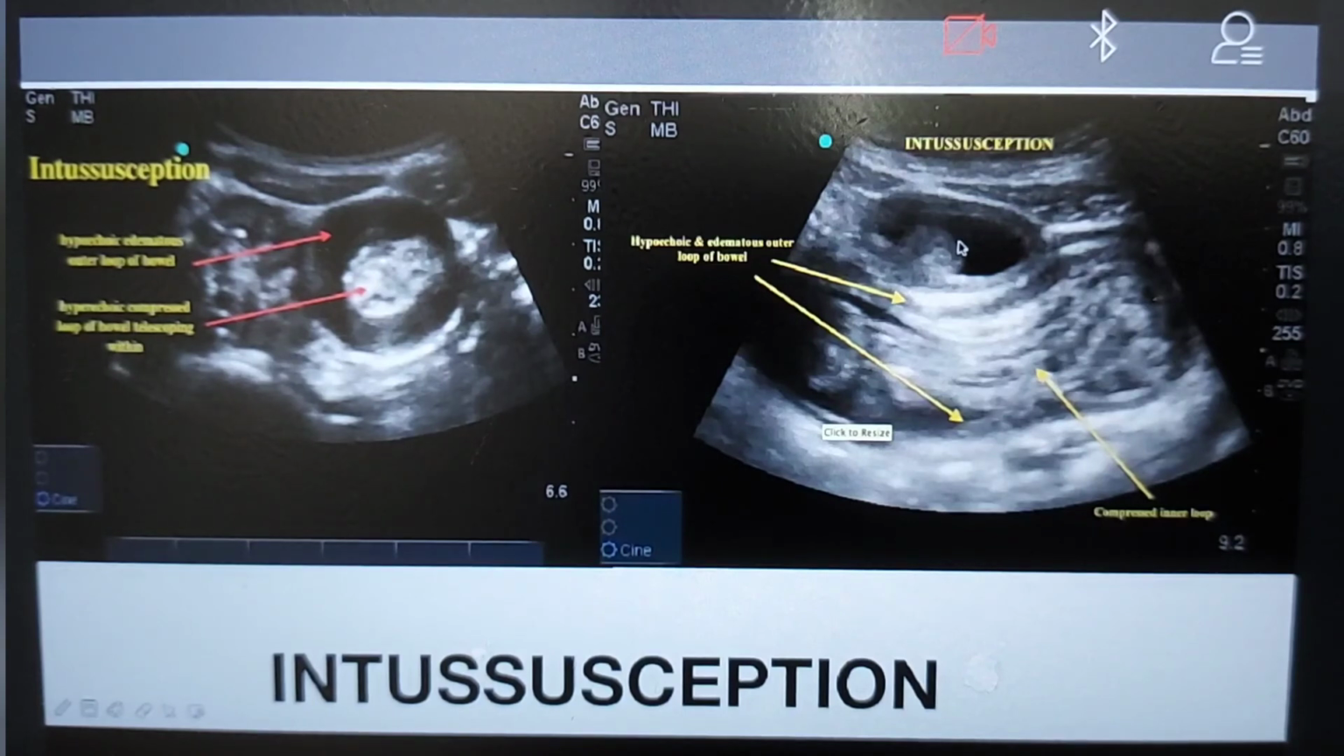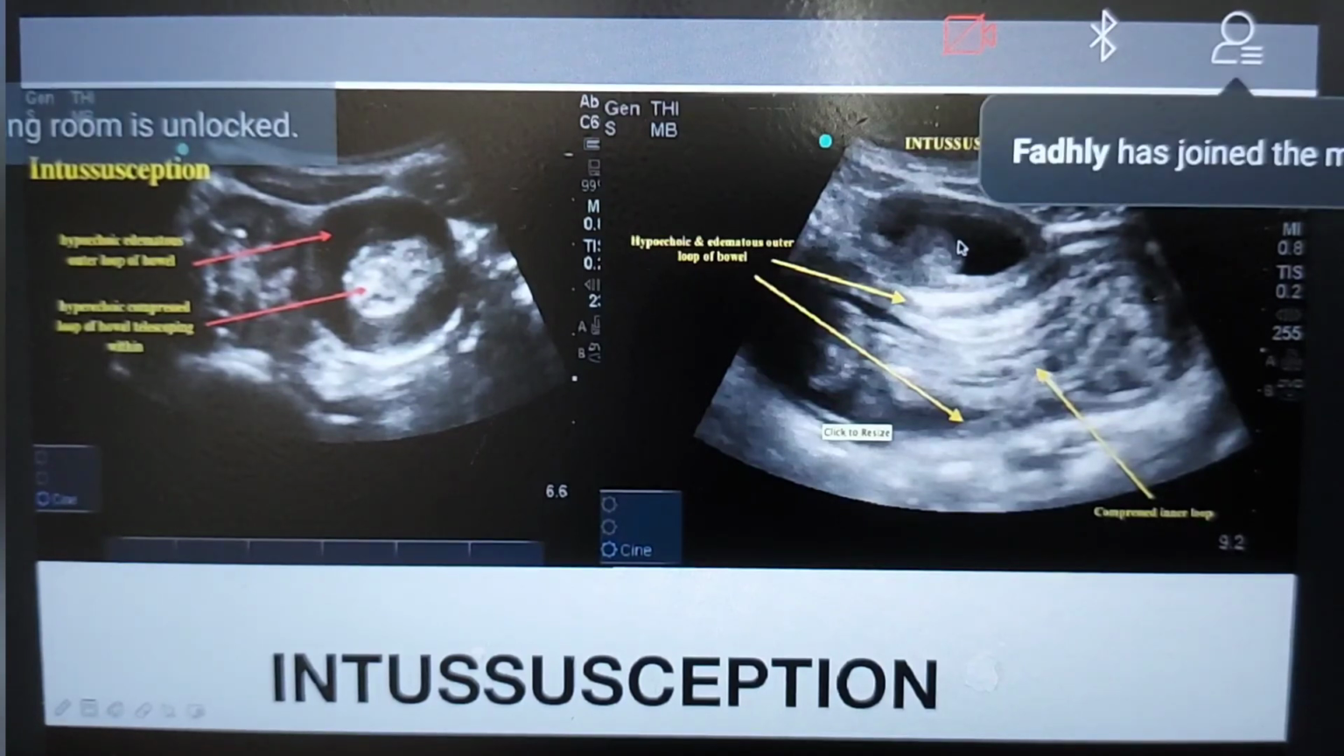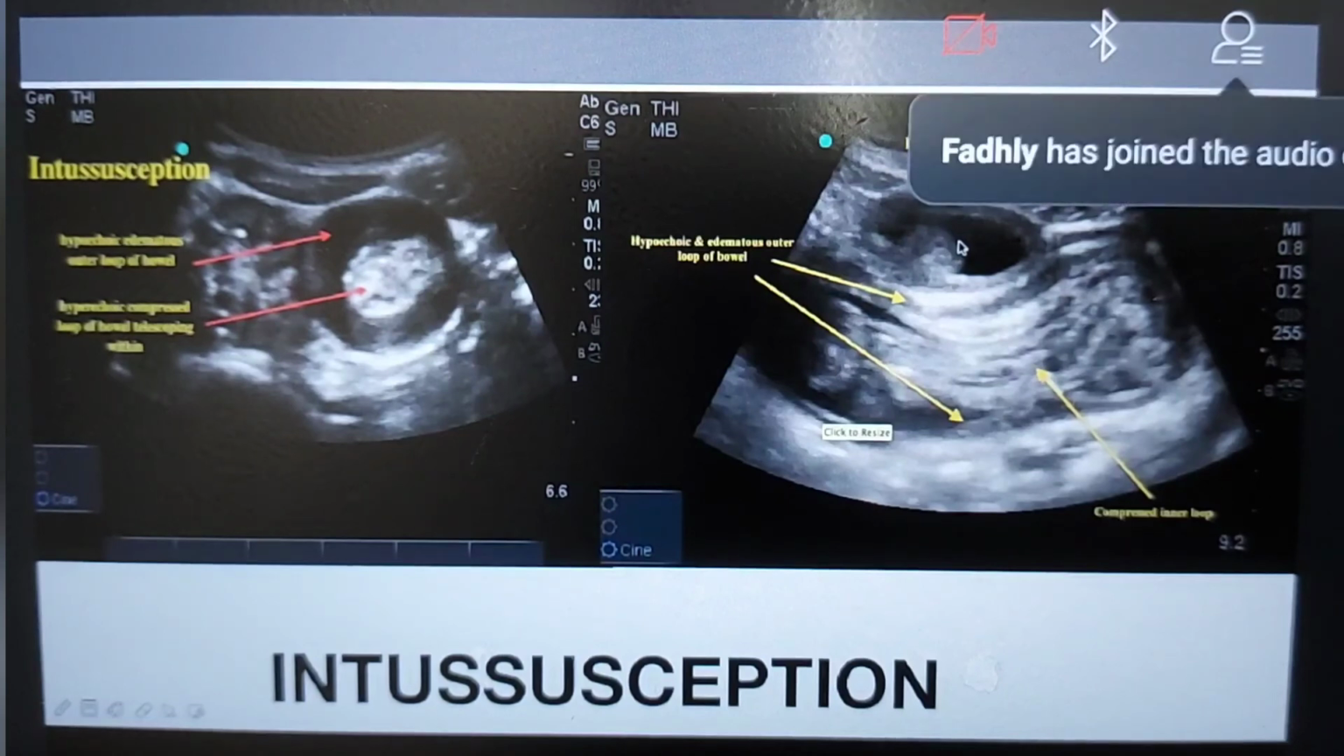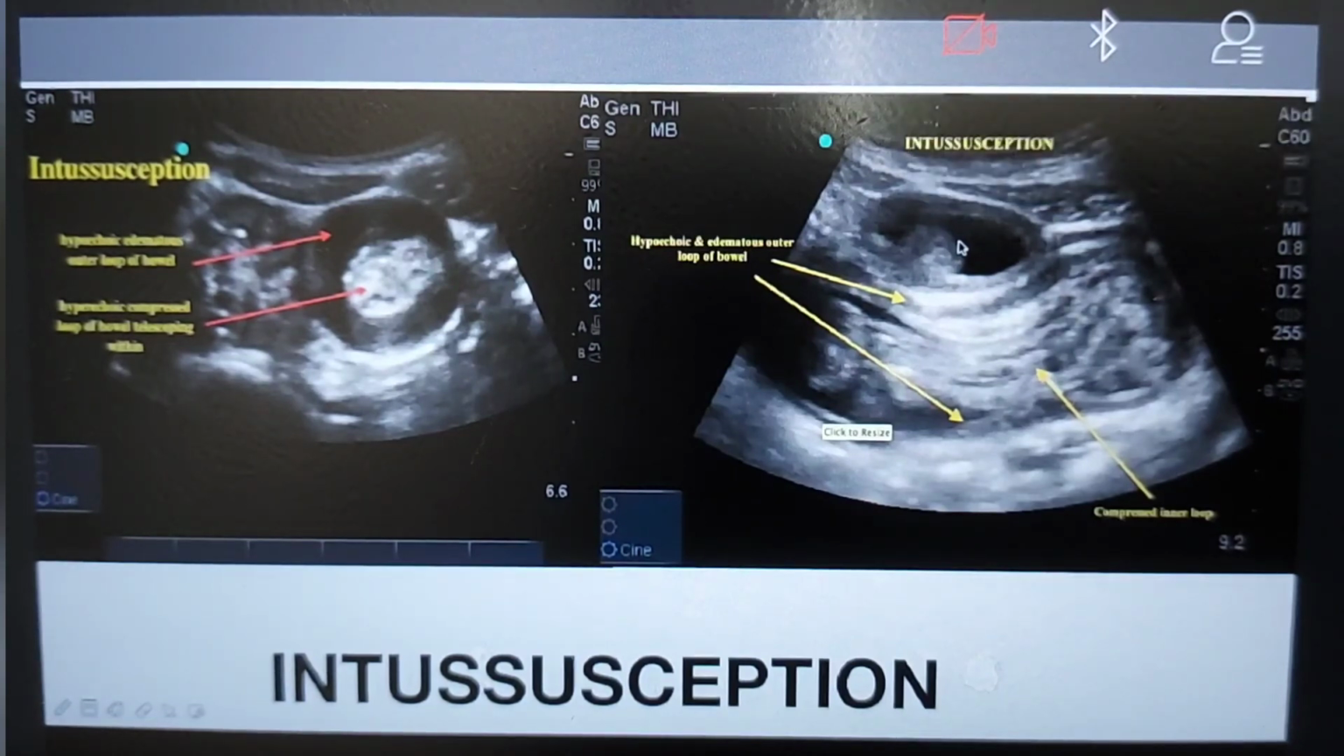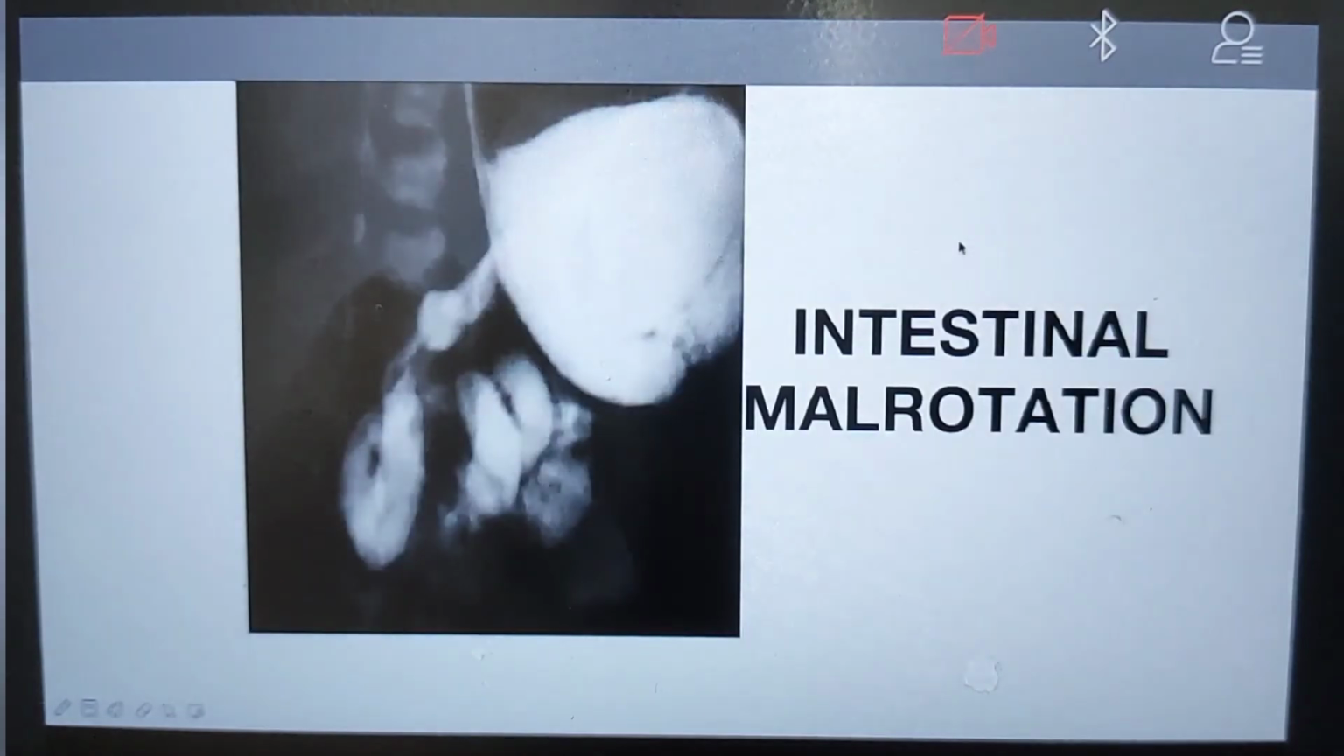Other than that, we can also do CT abdomen, barium enema or air contrast enema. For initial treatment, we can try liquid contrast enema or air contrast enema. The success rate is quite high, 60 to 70%. If unsuccessful, then we can go to surgical intervention.